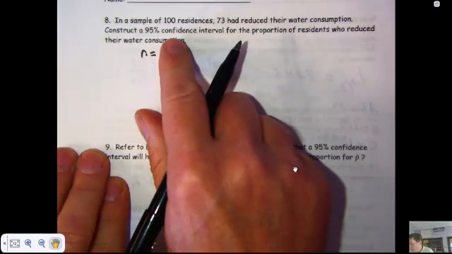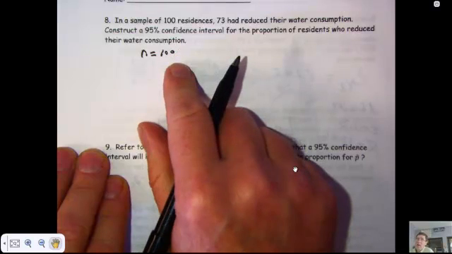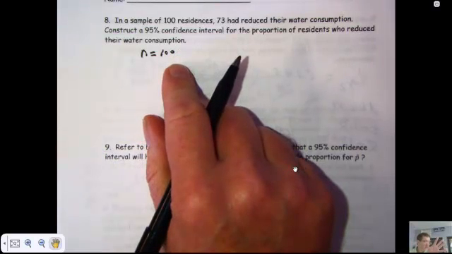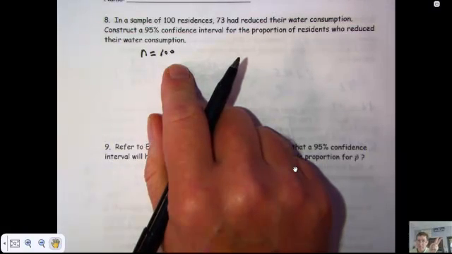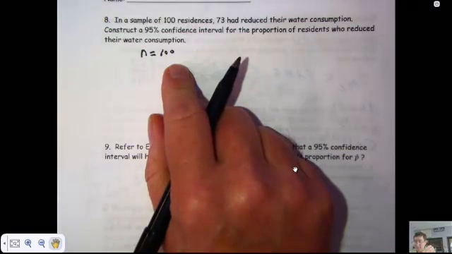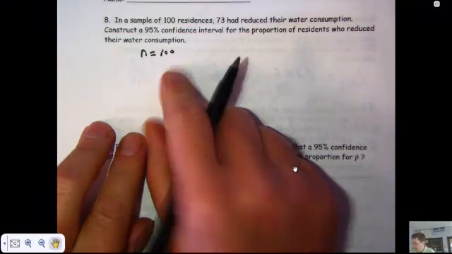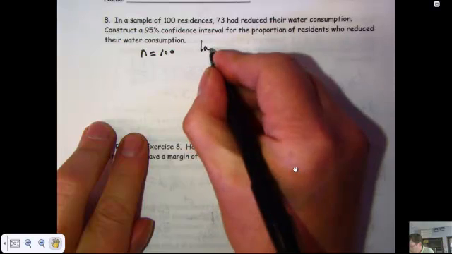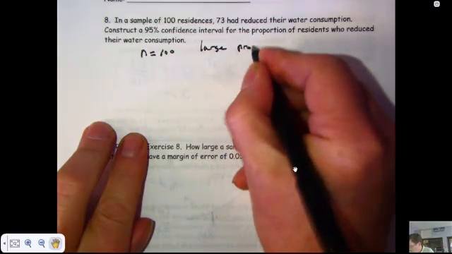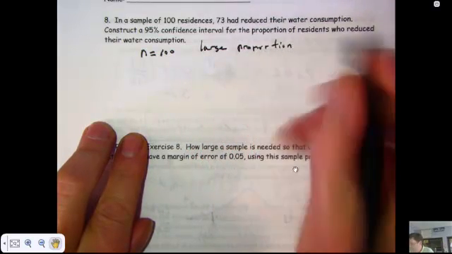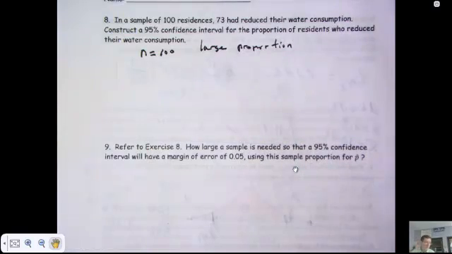73 had reduced the water consumption, constructing a 95% confidence interval for the proportion of residents who reduced the water consumption. Now, the key thing is I first decide: is this a mean or is it a proportion? It's a proportion. Is it small or large? Okay, it's a large proportion. Is that just because they're over 30? Because we're actually over 10 for large proportions.